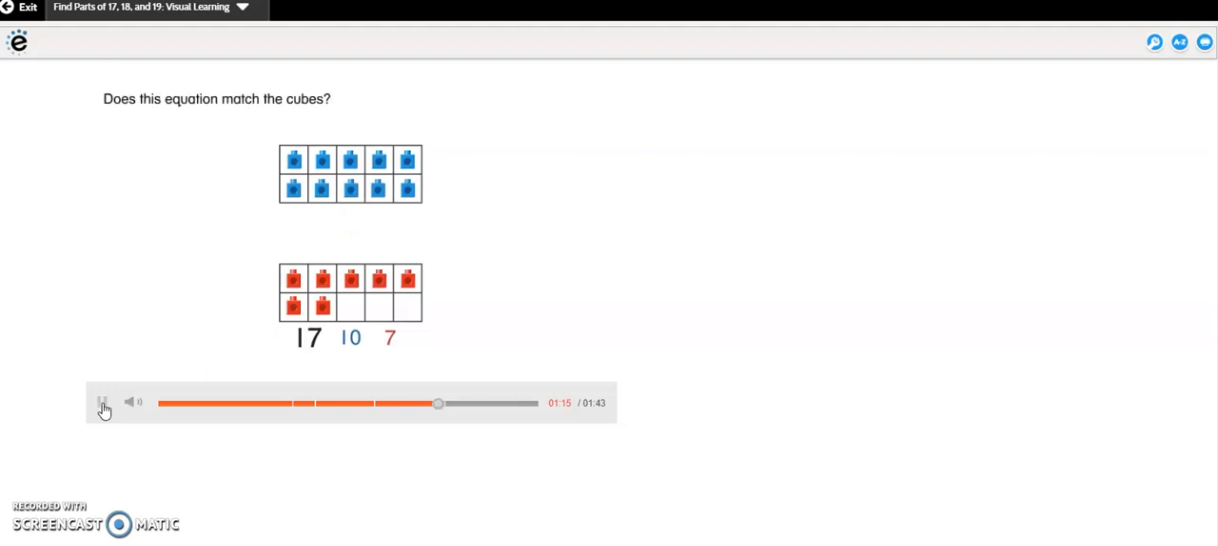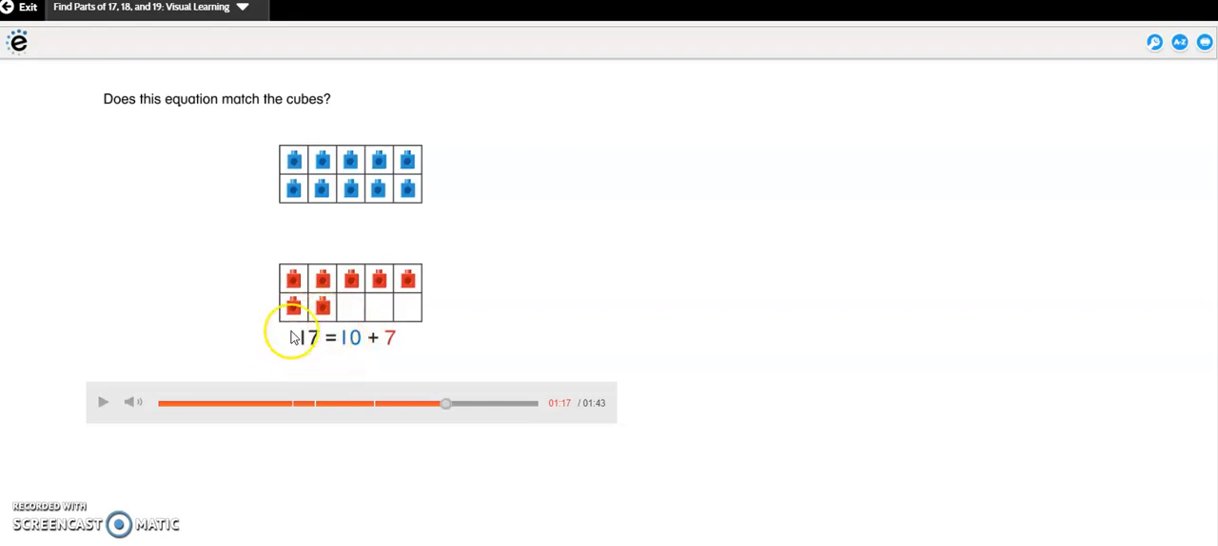Does this equation match the cubes? So they said that our sum was 17. So that's how many cubes we have in all. We can check and see if that's correct by using the counting on strategy. When we know that our 10 frame is full, we know that there are 10. So we don't actually have to start counting from 1. We can start counting on from 10, just like we do when we count the day of school. So let's start counting on from 10. 10, 11, 12, 13, 14, 15, 16, 17. There are 17 cubes in all.